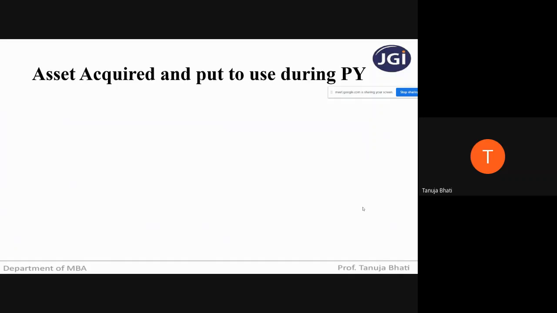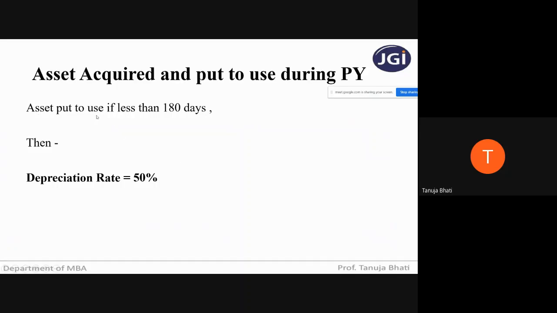Suppose for plant and machinery, the rate of depreciation as per Income Tax Act is 15%. But if you're using that plant and machinery for less than 180 days in the previous year, then the rate you will charge is 50% of 15%, that is 7.5% will be the rate of depreciation that you're going to charge. So if the asset is put to use for less than 180 days, then the depreciation rate will be 50% of the rate specified under the Income Tax Act.